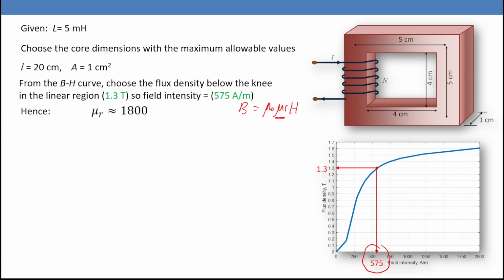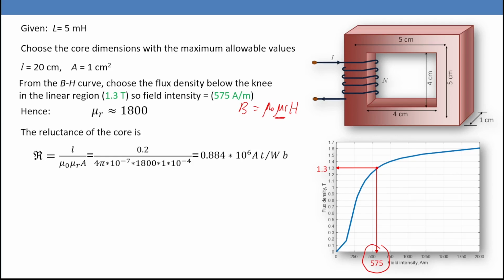Then we can calculate the reluctance of the core. So the reluctance will be L over mu node mu R area, 0.2 over 4 pi 10 to the power minus 7 multiplied by mu R multiplied by the area 1 10 to the power minus 4. So that one will be 0.884 10 to the power 6 ampere turn per Weber. Once we know the reluctance, we can calculate now the number of turns for this inductance, 5 millihenry. So 5 millihenry gives you 67 turns. That value, I can consider it low, but we are going to use it.